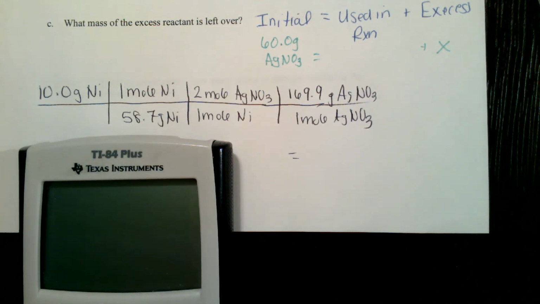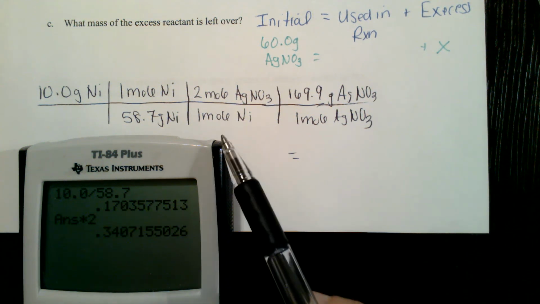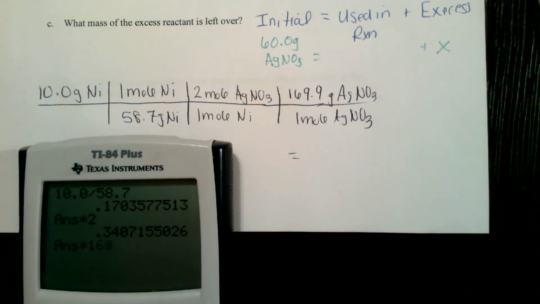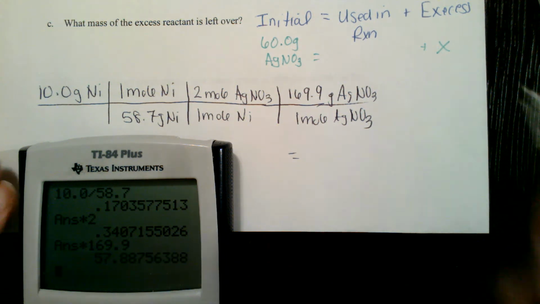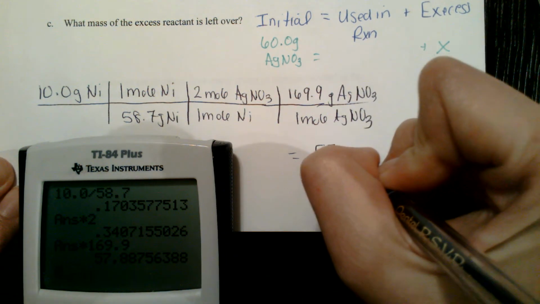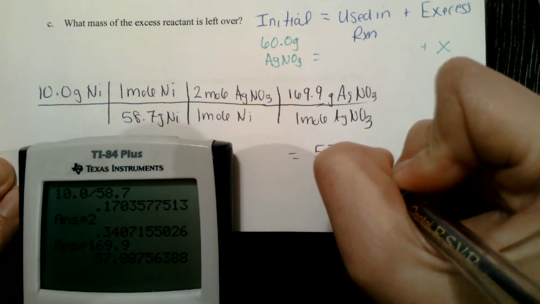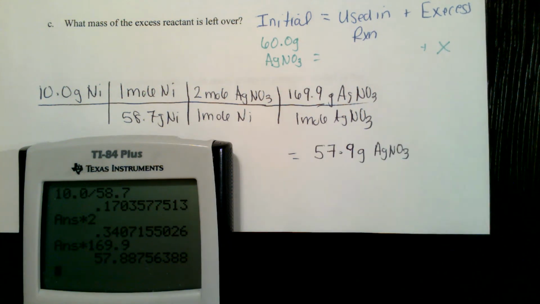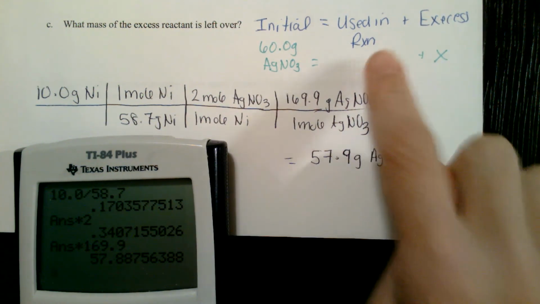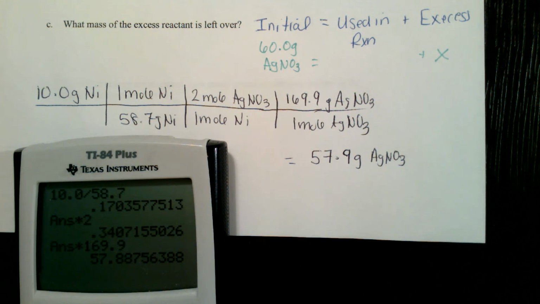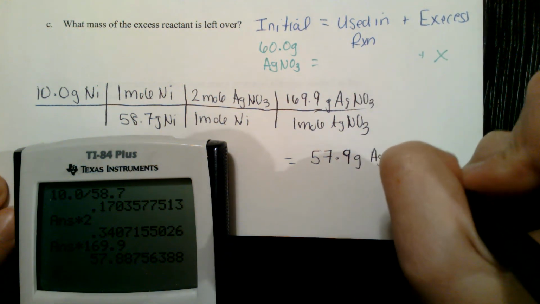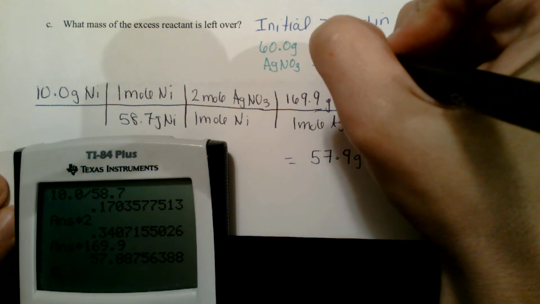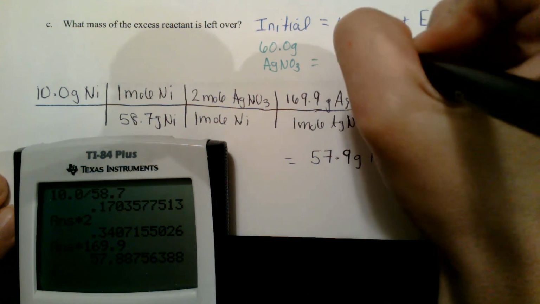Okay, so we'll clear this. We have our 10 grams of nickel divided by its molar mass of 58.7, times 2 for our mole ratio here, and then times the molar mass of 169.9. So we have 57, we'll call it 57.9 grams of AgNO3. Okay, so if we go back up here, now this is what's used in the reaction. So now I can put this up here as my 57.9 grams.